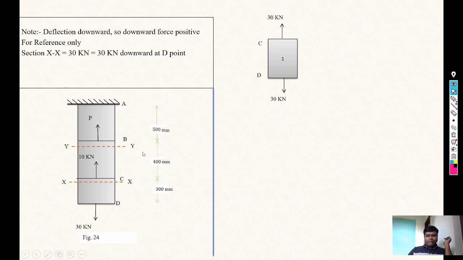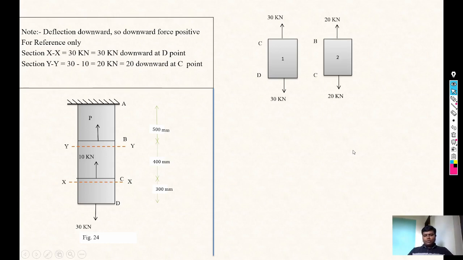Again take section YY. Now after that, focus on the lower part. On the lower part, two forces are there, that is 30 and 10 kilonewton. Okay, 30 downward positive, 10 upward negative. So plus 20 kilonewton, positive. So at point C, the 20 kilonewton force is downward, so opposite to that, an upward force of 20 kilonewton at point B.